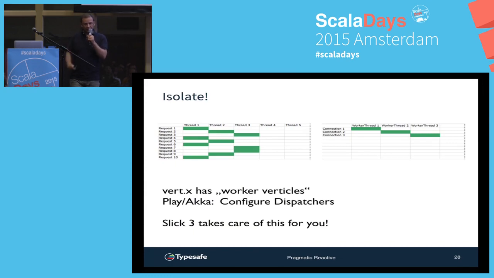And conveniently, Slick 3 will actually do that for you. Slick will give you an asynchronous API on top of JDBC. And internally, it's basically how it works. It uses its own execution context and will use a number of threads that you can, of course, configure independently of the rest of your application.